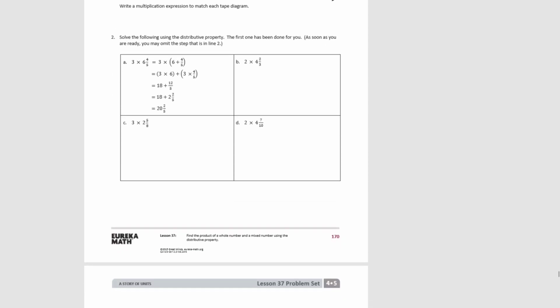Okay, going on to number 2. It says solve the following using distributive property. The first one's done, and as soon as you're ready, you can omit the step in line 2. So this step here, when you can do this part in your head, you don't need to write this part down. So try B by yourself, following the pattern in A.